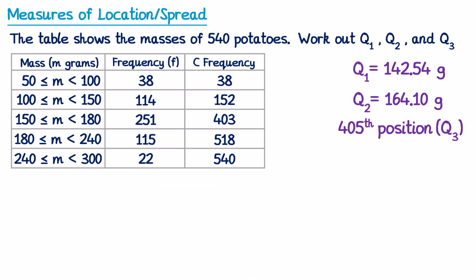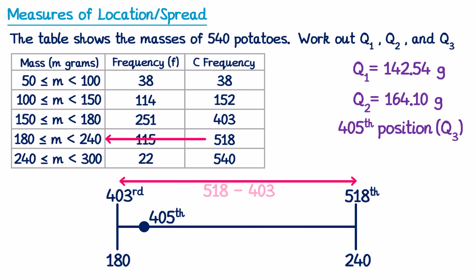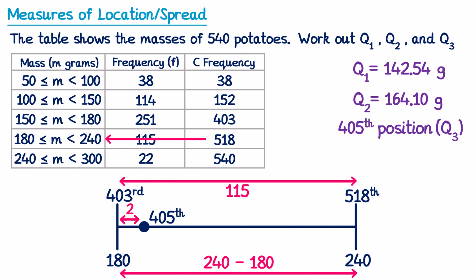And finally, onto the upper quartile, we're looking for the 405th position, which will be in this group. So the interval between 180 and 240 grams. The previous interval finished at the position 403, and this one finishes at 518. We're looking for position 405, which will be very close to the left-hand side of this interval. Then we work out the difference between these values, which comes out at 115, and the difference between these values, which is just 2. The difference between the masses here is 240 subtract 180, which is 60.